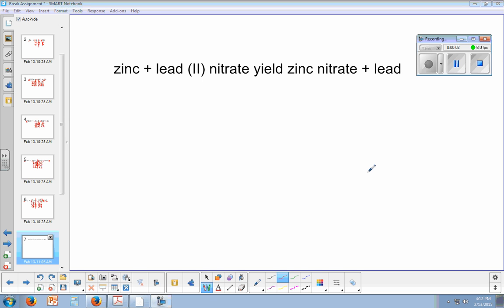Writing chemical equations and balancing. So this is the second part of your February break assignment. And for this part of your assignment, you're going to be doing the same thing as you did on the other side, which is balance.